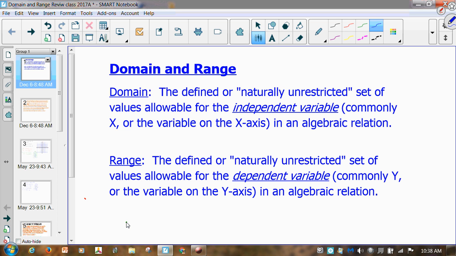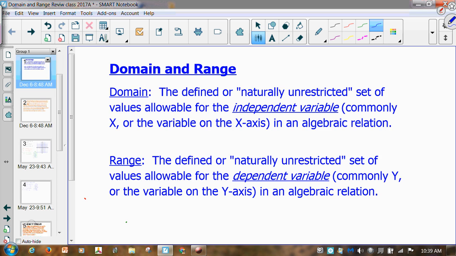Domain: the defined or naturally unrestricted set of values allowable for the independent variable, commonly called x, or the variable on the x-axis in an algebraic relation. Range: the defined or naturally unrestricted set of values allowable for the dependent variable, commonly y, or the variable on the y-axis in an algebraic relation.